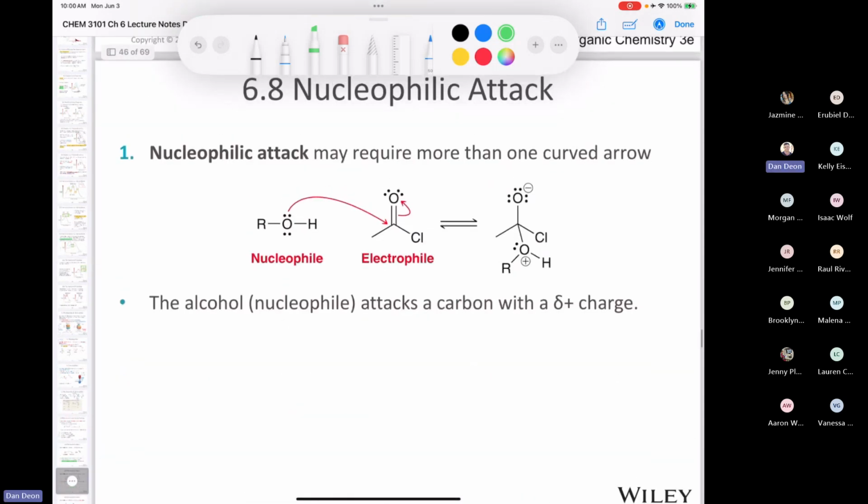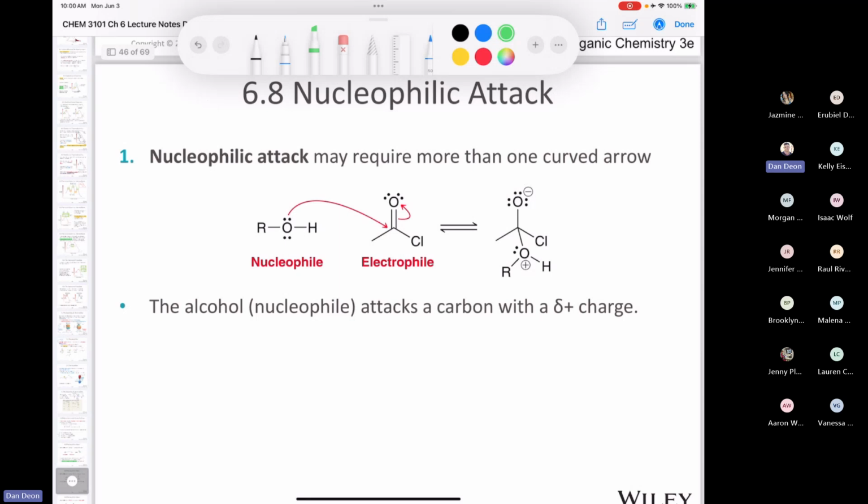Now here's another example. It says that a nucleophilic attack might require more than one curved arrow. The last one, we just had one curved arrow: nucleophile attacks electrophile, you're done. This one is going to require more. Why? Because we know that carbon cannot have more than 4 bonds. That's impossible. And this is a bond being formed, starting on the lone pair of an oxygen. Why? Because an alcohol, this oxygen, is a good nucleophile.